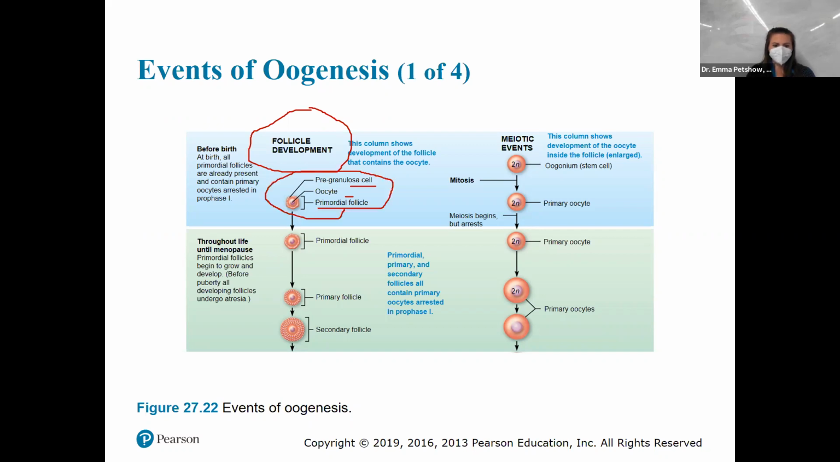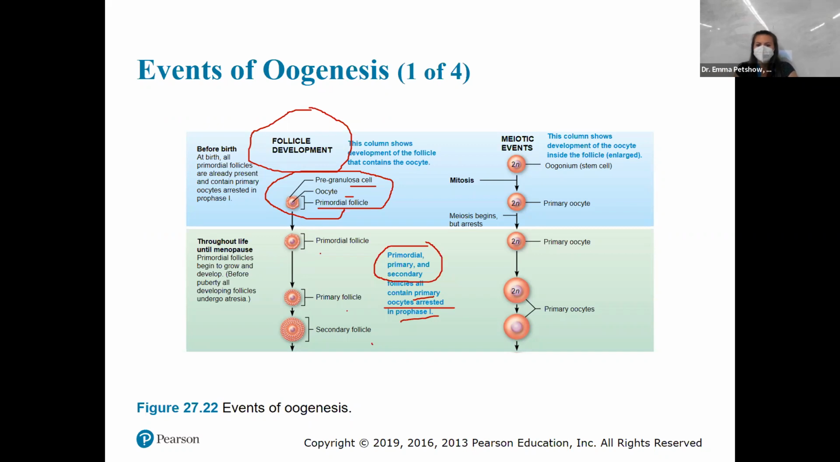So our primordial follicle is then going to move throughout life until menopause. They'll begin to grow and develop. They'll become eventually a primary follicle. Then if stimulated, they might become a secondary follicle. But primordial, primary, and secondary follicles all contain primary oocytes that are arrested in prophase 1. So all of these follicles contain the same type of primary oocyte that's stopped in prophase 1.